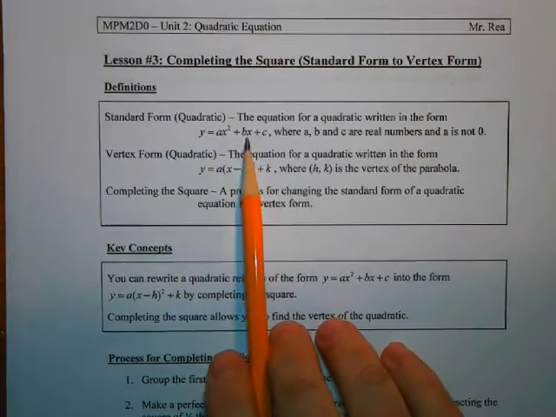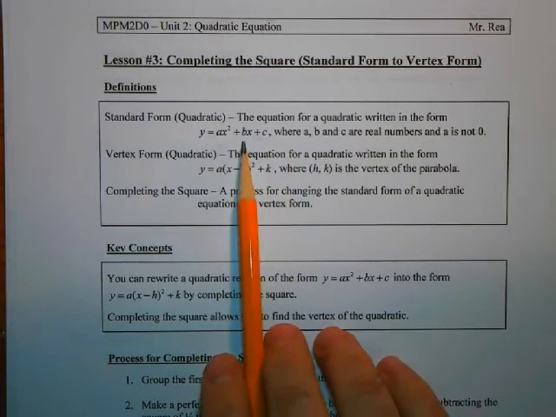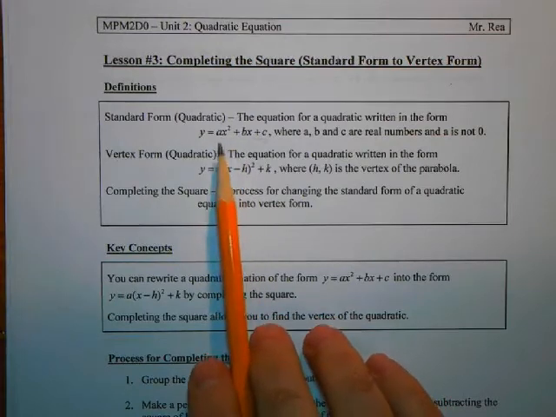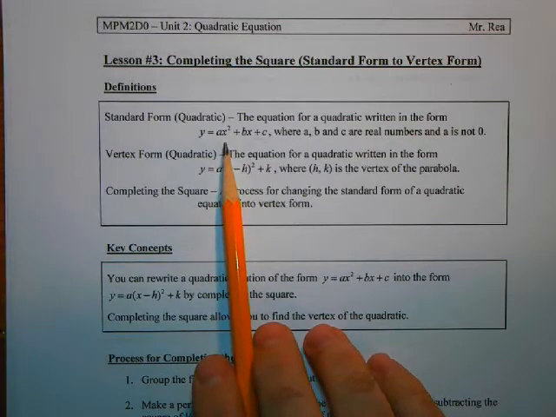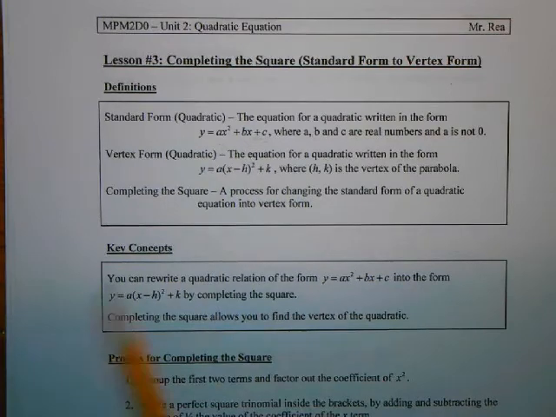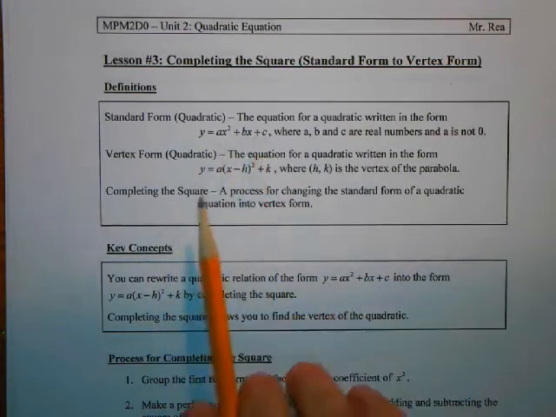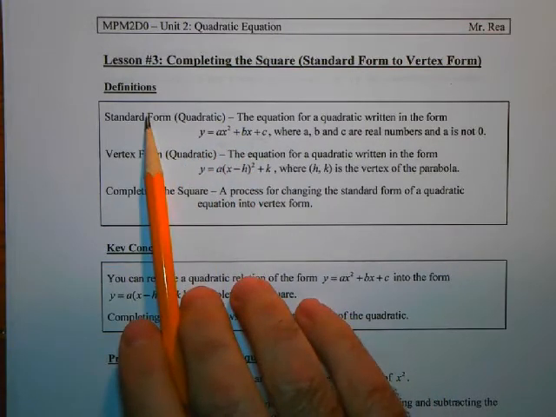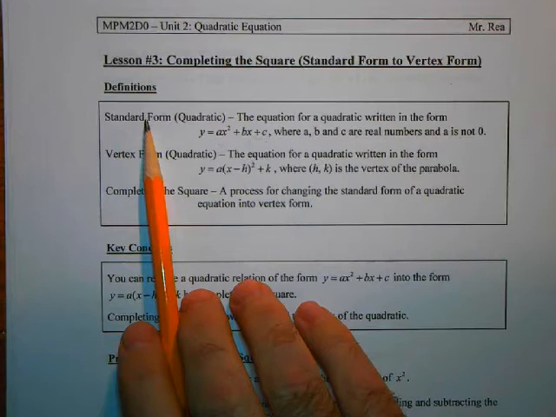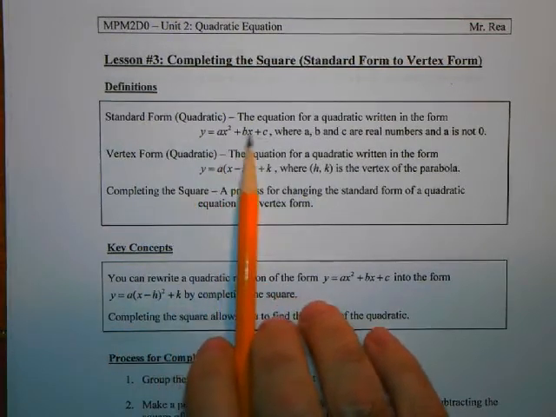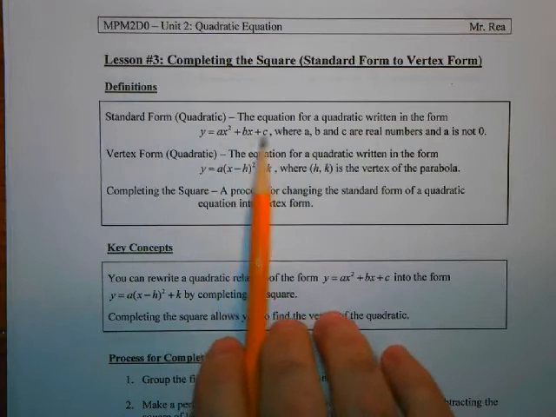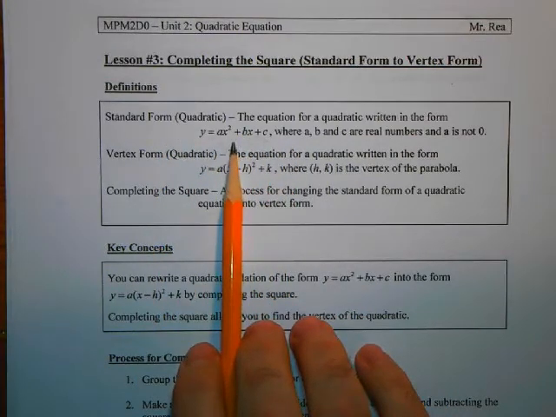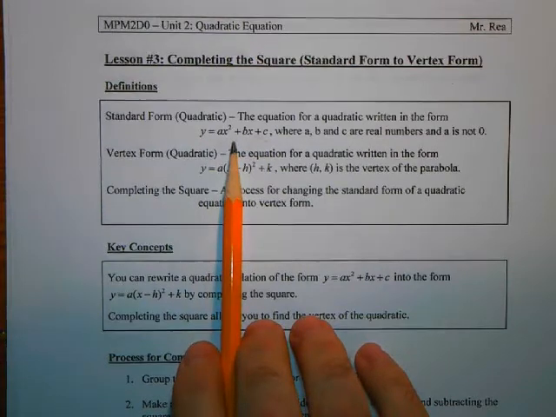The values of b and c could be 0, but the value of a cannot be 0. So it could just be y equals 3x squared, or it could be y equals 3x squared plus 5x plus 1. That form that we learned at the beginning is called standard form. Standard form basically means there's no brackets. It's just a term plus a term plus a term, and that's usually the way we're given quadratic equations, in that form.